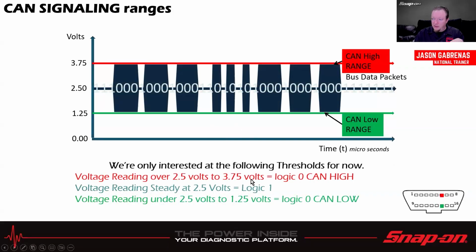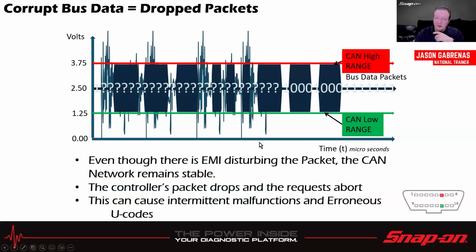All right, so like I said, we're only interested in these following thresholds: the 3.75 volts on the high side, 1.25 volts on the low side, 2.5 volts in the middle, and everything needs to stay within that range. If I have electromagnetic interference, like corrupt data like this, and you see all this noise, but then you see some good data over here and you see some bad data there, that's more than likely one module causing that problem. It's still going to communicate, but it's going to kick whatever controller is causing that problem off the network.